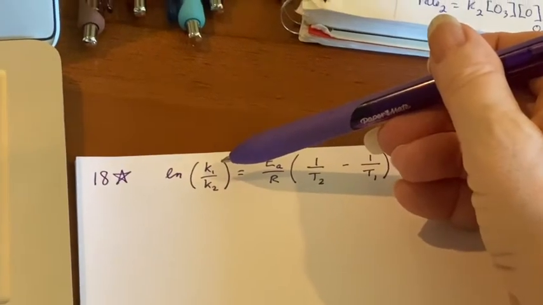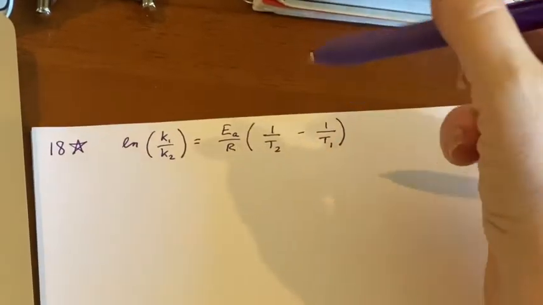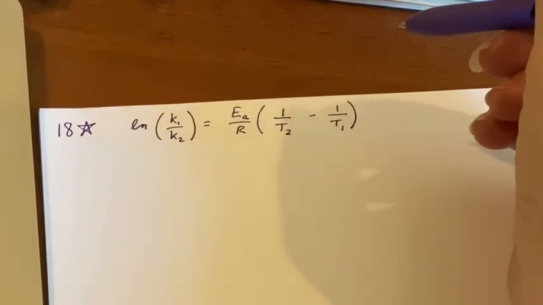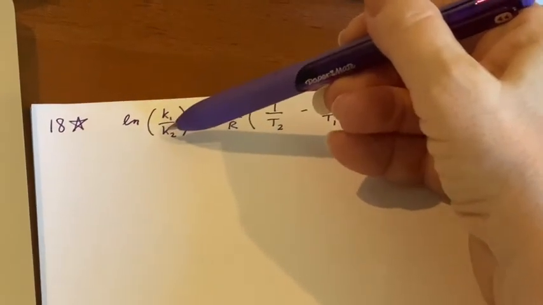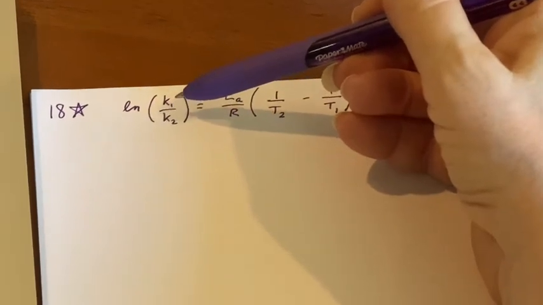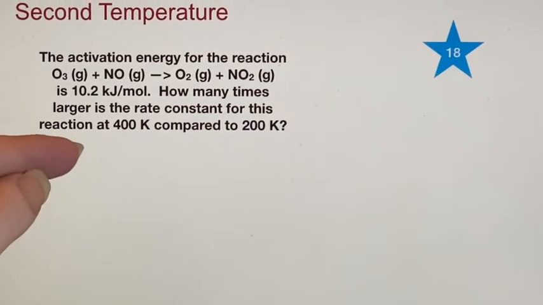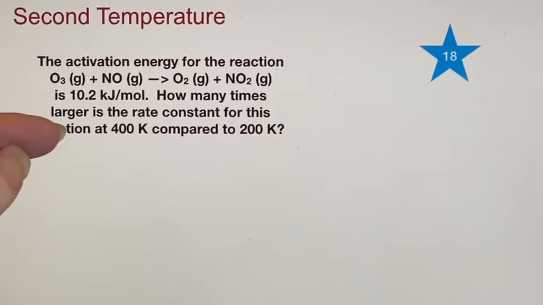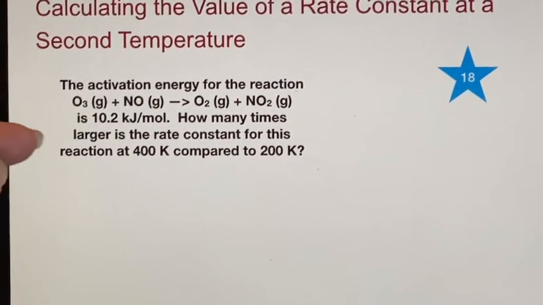How many times larger is the rate constant for this compared to that? Oh, that's okay then. They're just asking for a ratio, and that is a ratio. It's already set up as a ratio. I just have to make sure that I get them in the right order. They want the rate constant for the reaction at 400 compared to 200. How much larger is it at 400 compared to 200?